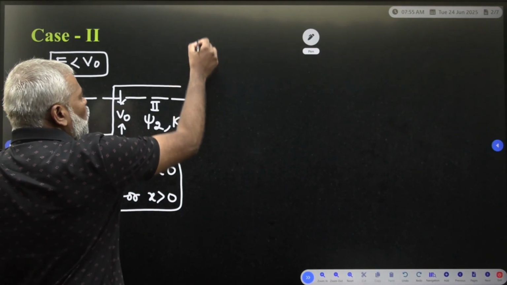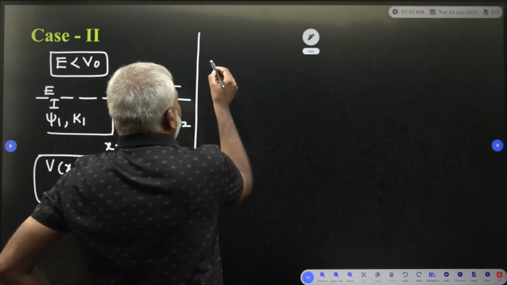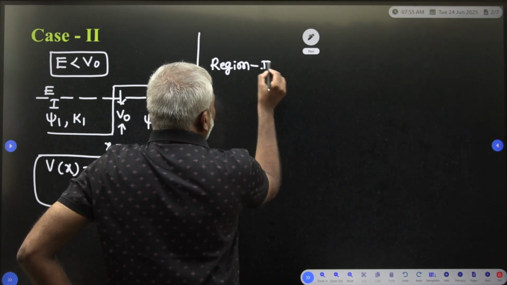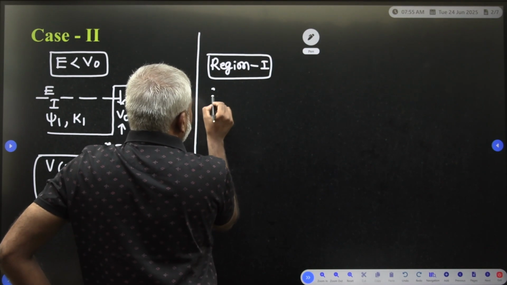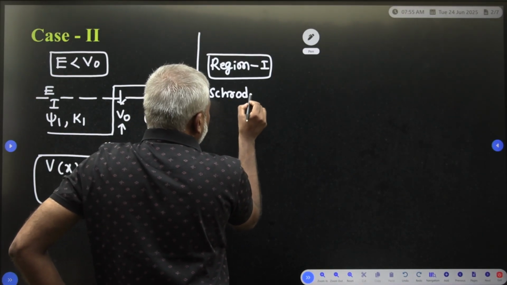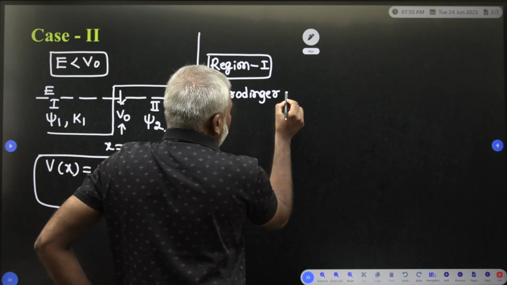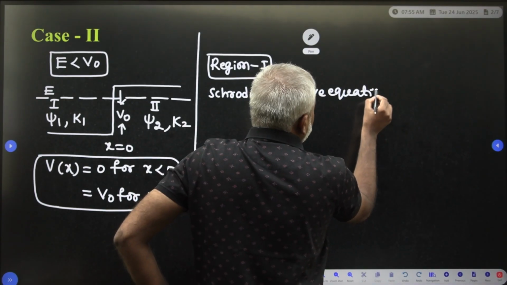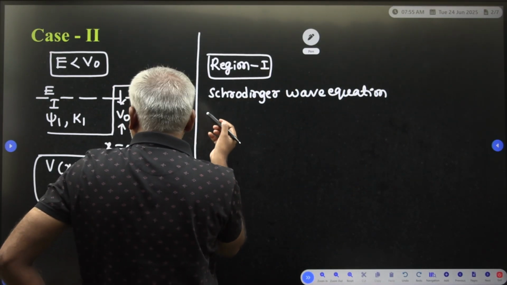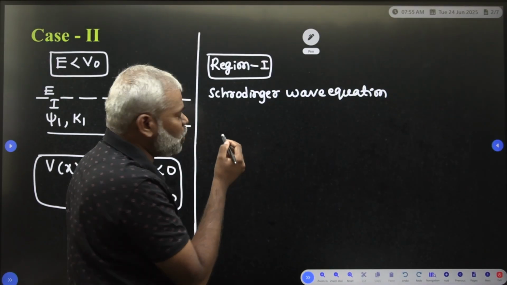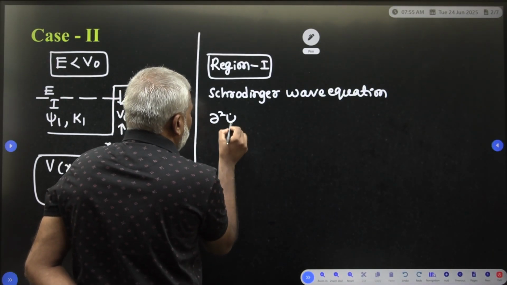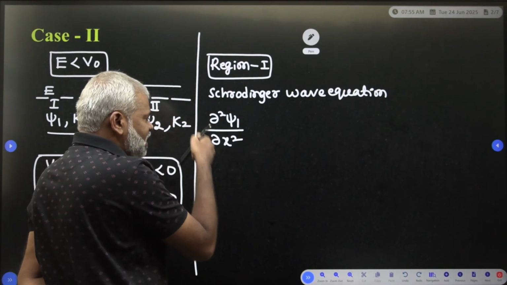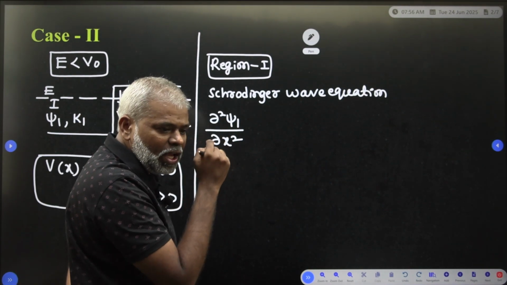Now, in region 1 you have to apply the Schrodinger wave equation. What is the Schrodinger wave equation? For one dimension, because the particle is moving along x only, I take it as one dimensional.